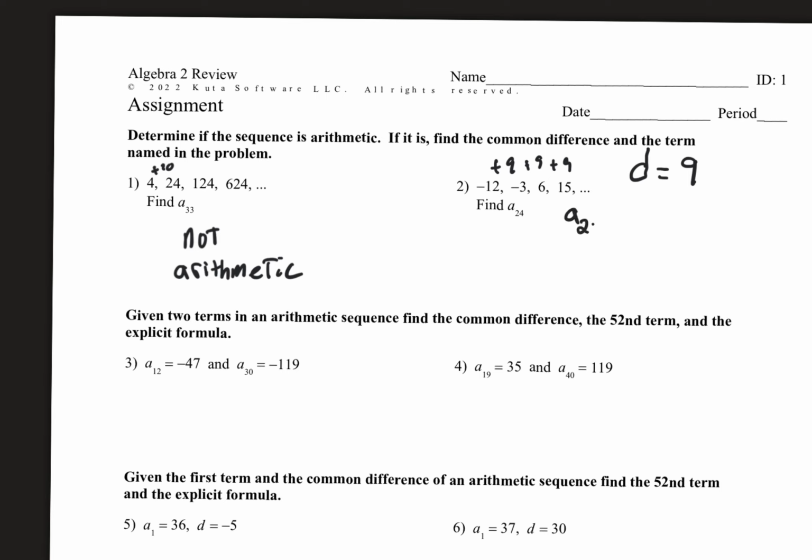So A of 24 is going to equal our first term, negative 12, plus n value, 24 minus 1 times 9. So that's negative 12 plus 23 times 9. Punch that in the calculator. Get 195. So A of 24 equals 195. And that is your answer.